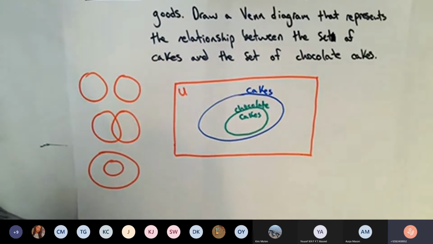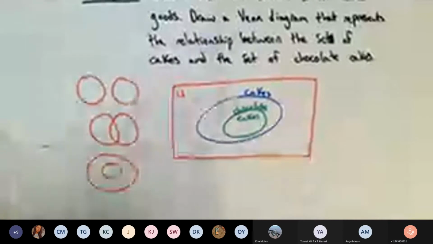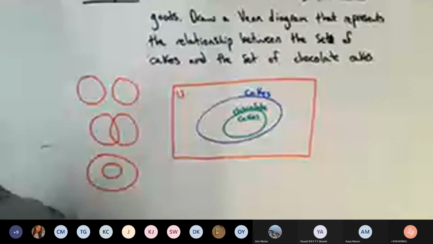I'm glancing through your homework to see if they give any weird examples like this. I don't see any, so I think we're good.